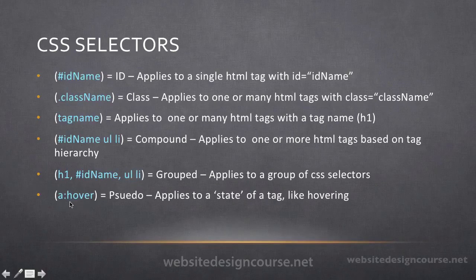And the last type here is what we call a pseudo selector. An example of this is the hover state. Pseudo selectors are selectors that apply to states of tags. For example, when you hover the mouse over a link, if the button changes color or the text changes color, pseudo selectors would take care of that. So those are the main types of selectors. In this next video, we're going to walk through each one individually.